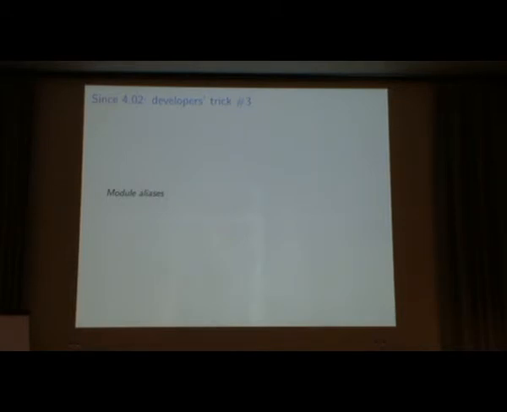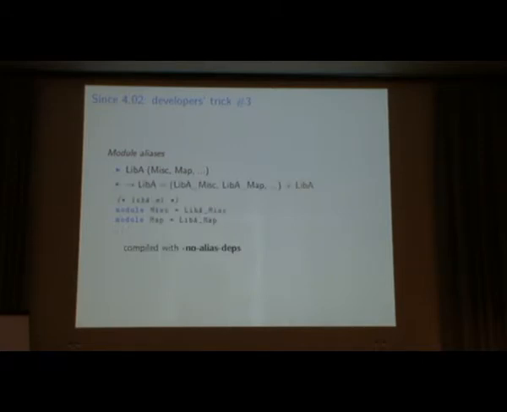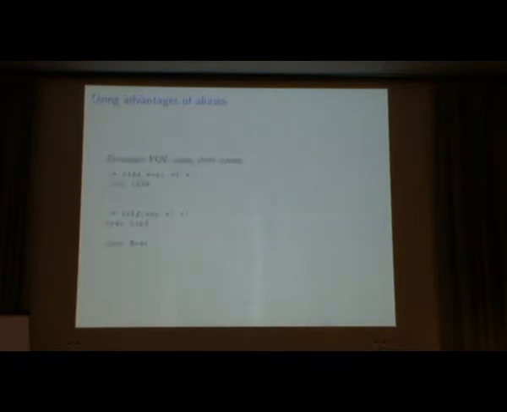With the new compiler, with the 4.02 version of OCaml, you can use module aliases. So the idea is the developer can just rename its modules by prefixing them and write a wrapper that is only a list of aliases. If he compiles it with the option no-alias-deps, the idea is that if you don't use the alias, you don't need to link the compilation unit that corresponds to this alias.